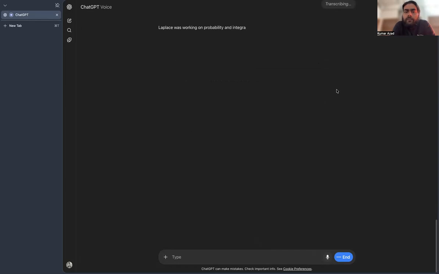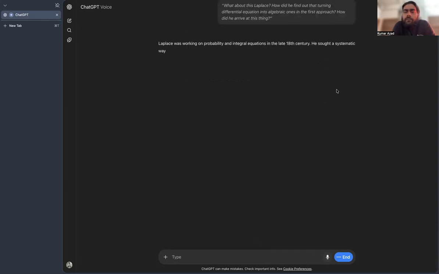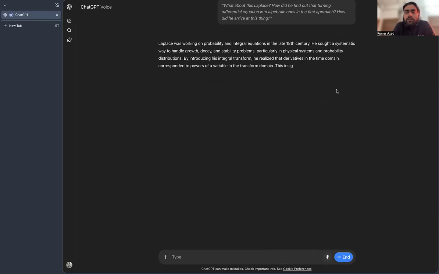Laplace was working on probability and integral equations in the late 18th century. He sought a systematic way to handle growth, decay, and stability problems, particularly in physical systems and probability distributions. By introducing his integral transform, he realized that derivatives in the time domain corresponded to powers of the variable in the transform domain. This insight allowed him to recast complex differential equations as more tractable algebraic ones. It was a brilliant mathematical leap, born from his quest to simplify solutions to differential equations and make them more solvable.